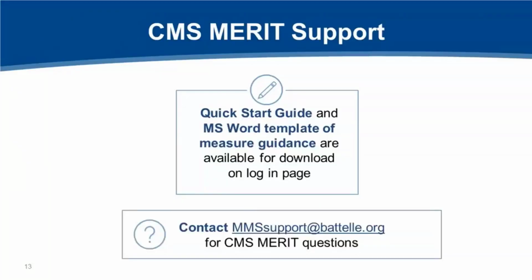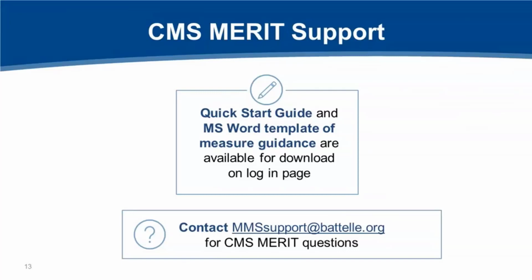And as I mentioned, the Quick Start Guide is downloadable from that login page. It's also available on the Pre-Rulemaking website. That is a handy resource that will cover all of what I showed today and more. And I recommend checking that out. Additionally, there is that Word template that you can download from the login page, as well as within the tool and the Pre-Rulemaking website that contains all the CMS MERIT fields and measure field guidance for you to fill out in advance if you wish, and it contains the exact same information you'll see within the tool.